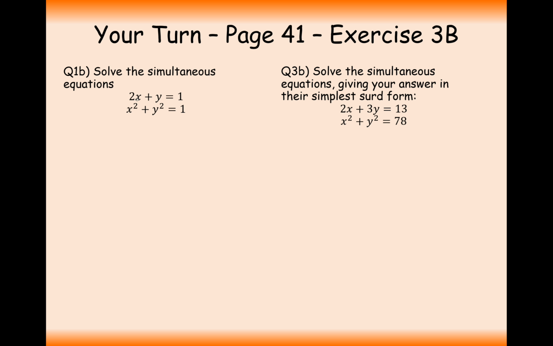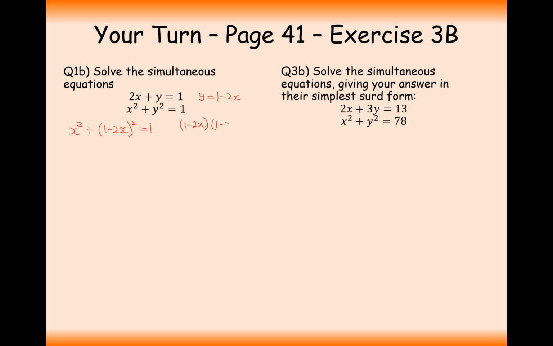Right, for this first one here, I need to make one of these letters the subject. So what I'm going to do is I'm going to probably make y the subject of the first equation, so y equals 1 minus 2x, and then substitute that into the second equation. So wherever I have a y, I'm going to write 1 minus 2x instead. So I'm going to get x squared plus (1 minus 2x) squared equals 1. Now I've got to expand (1 minus 2x) squared properly.